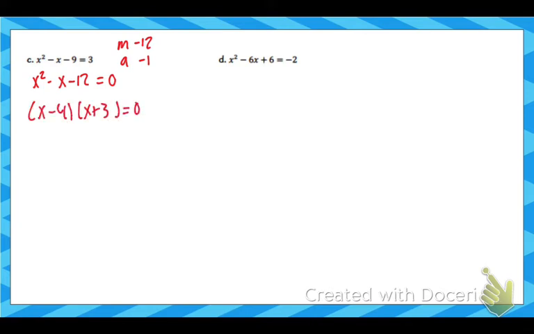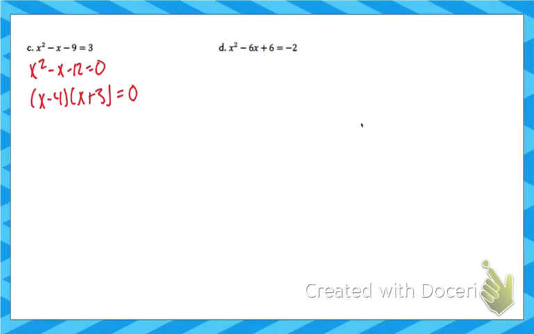Now, if a is not 1, we'll do some of those in a minute. It's going to take a little bit longer, and we're going to do a few of those here in a minute. At this point, it's the same thing as the other ones. We take each factor and set each factor equal to 0. If x minus 4 equals 0, then x equals 4. If x plus 3 equals 0, then x equals -3.